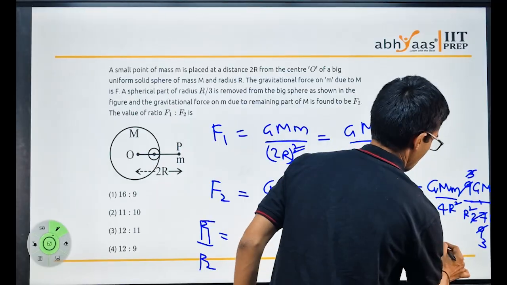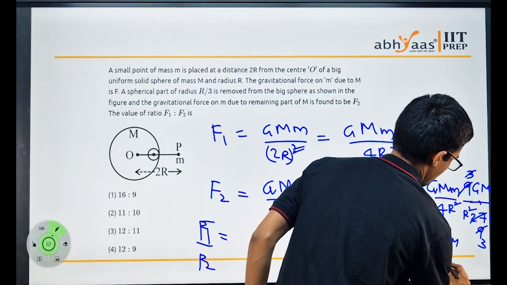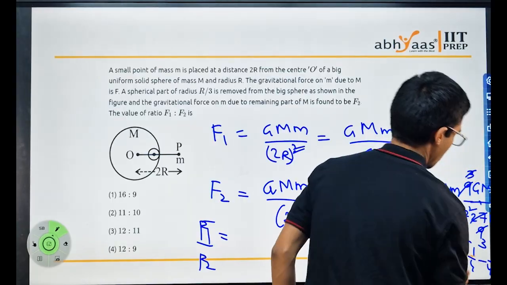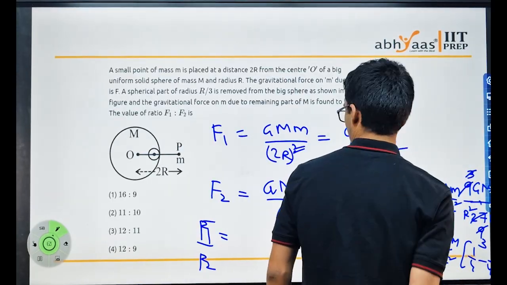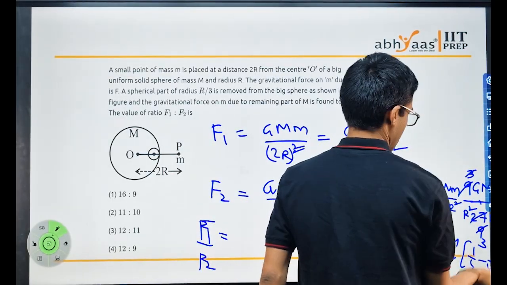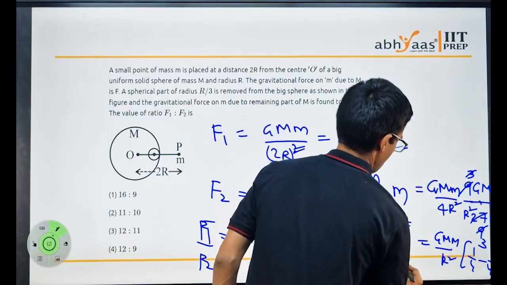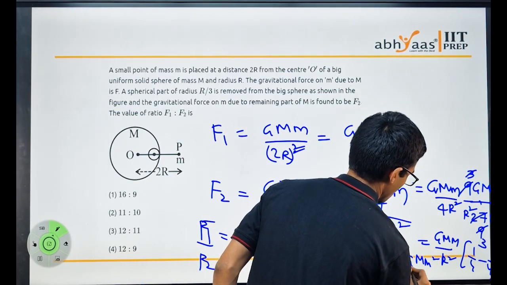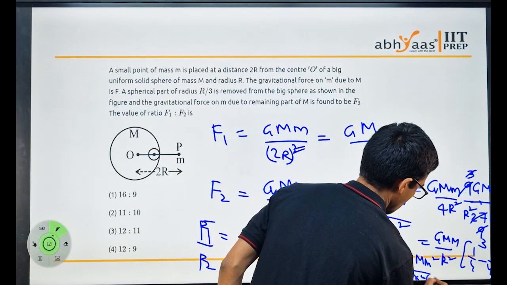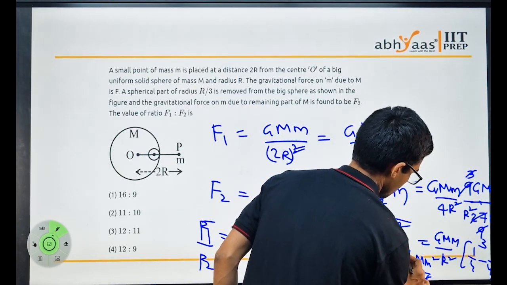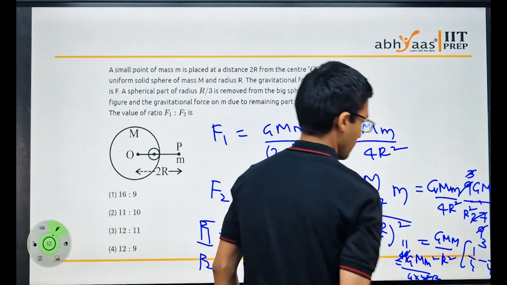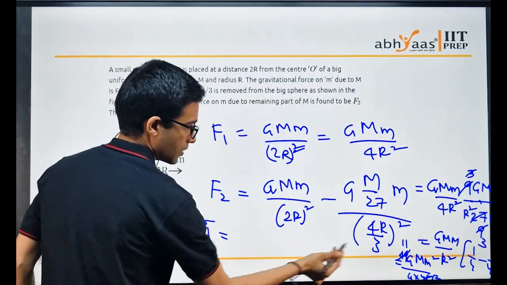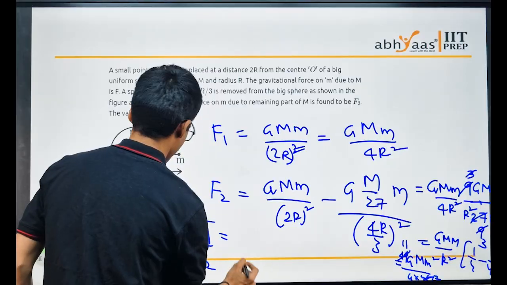So what you will get, 9 3 is 27 directly. So here G capital M by r square, 1 by 4 minus 4 by 48. Then what you will get, 44 by 4 into 48? Okay, I'll write like this: G capital M small m by 4r square into 44 by 48. So we'll get 11 by 12. Okay, so the answer for F1 by F2 will be 12 by 11.